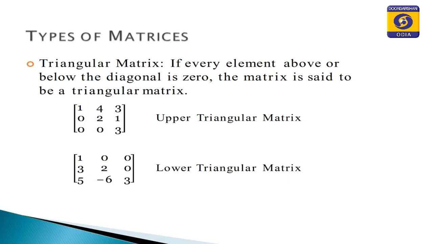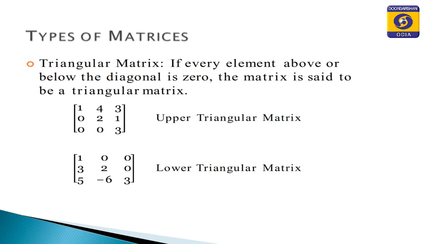Next is triangular matrix. Triangular matrix is of two types: one is upper triangular matrix, another is lower triangular matrix. What is an upper triangular matrix? In a square matrix, if the leading diagonal elements and the elements above the leading diagonal are non-zero and other elements are 0, it is known as an upper triangular matrix.